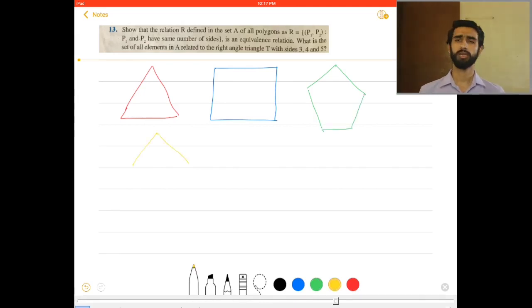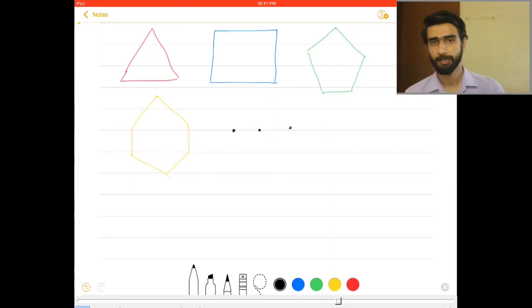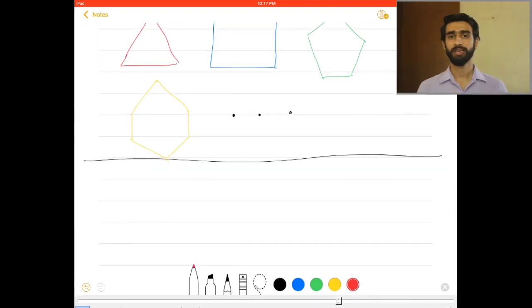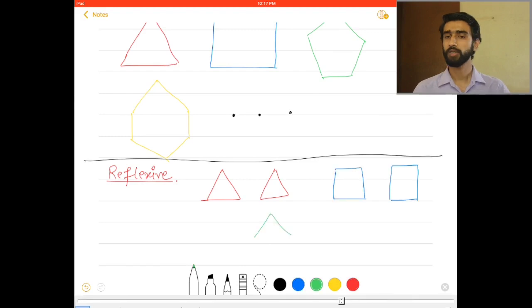So I'm drawing my set. There can be triangles, squares, pentagons, hexagons, and many other polygons. Now again, for checking the equivalence relation, you can see whether they are reflexive or not. A triangle is related to itself, a square is related to itself because they have equal number of sides. Similarly, pentagons are related to pentagons because they have same number of sides. So this is reflexive.